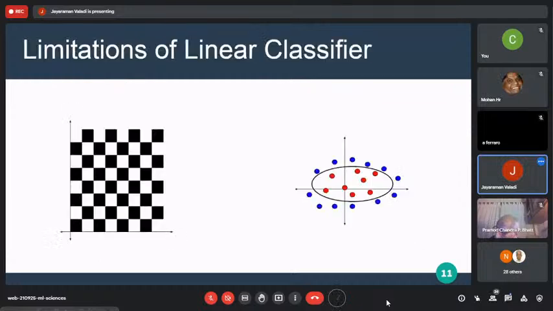Now, not all examples can be classified by using a linear classifier. For this particular set of examples, we have to identify a quadratic surface. A chessboard is an example where you cannot use any line to separate the black and white squares. Likewise, in this set of examples, you cannot use any line to separate the data into two different groups. Our solubility problem also falls into a non-linearly separable example.